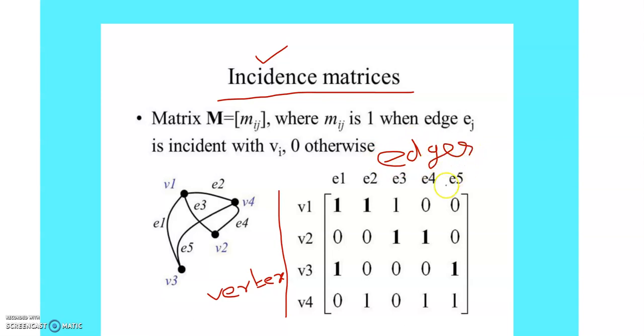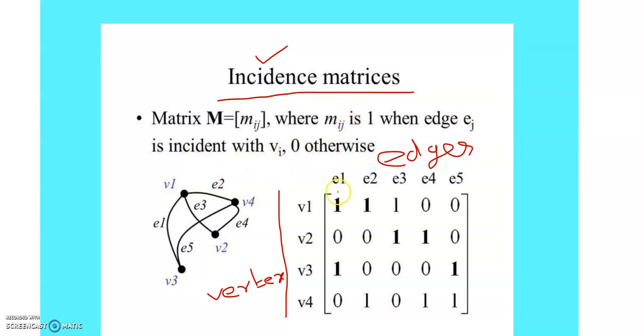That is the only one difference between adjacency matrix and incidence matrix. In adjacency matrix, you write here vertex, here also vertex. In incidence matrix, in row you write vertex, in column you write edges. Okay, that is the main difference. Now you see what is this matrix where Mij is 1 when edge is incident with Vi, otherwise 0.